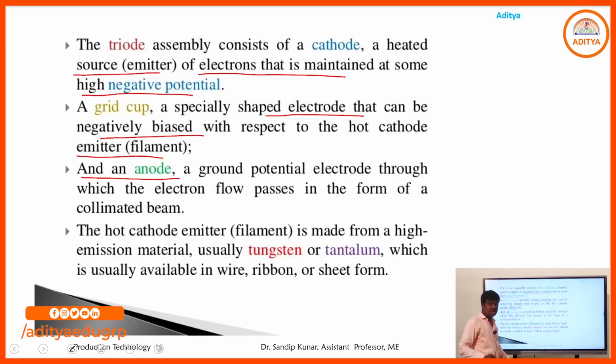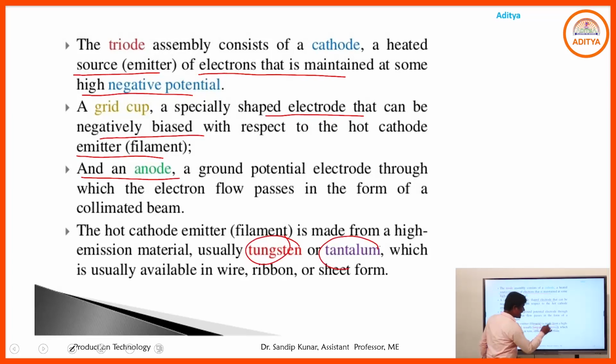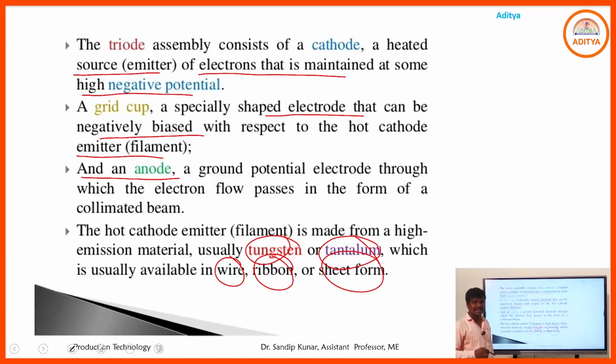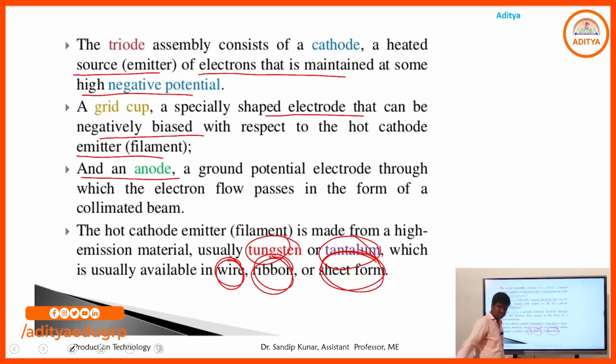The hot cathode emitter is generally made of high emission materials, generally tantalum. That material is used for producing the emitter, meaning the filament material, which is heated to a very high temperature when we apply a higher voltage to that particular filament material. The filament element is generally available in wire, ribbon and sheet form.